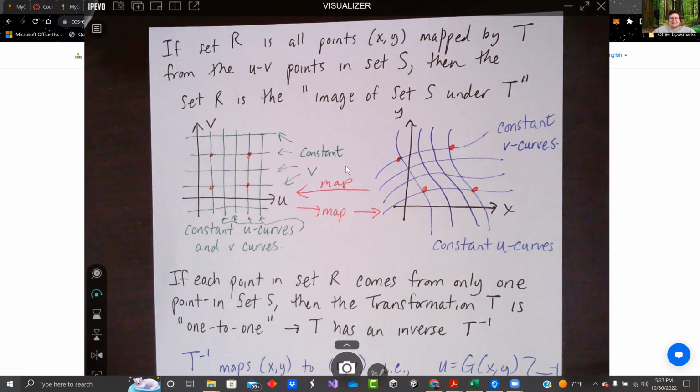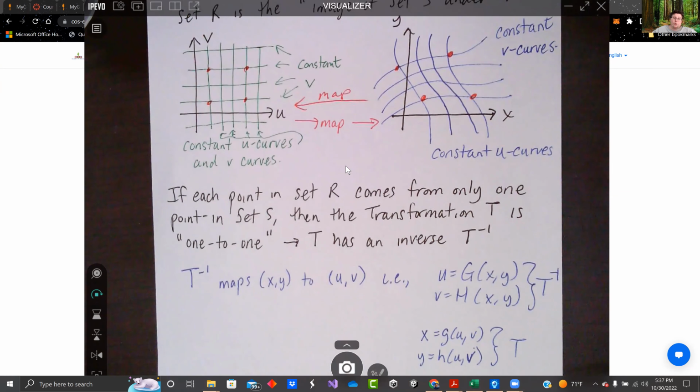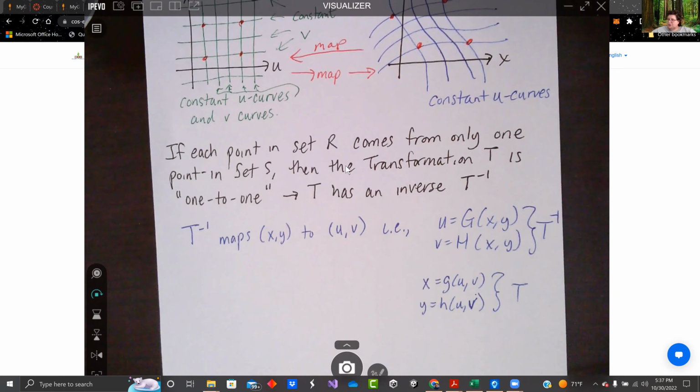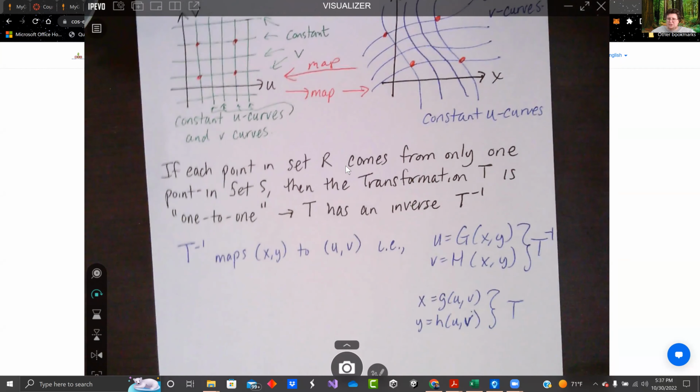If each point in the set comes from only one point in the other set, it's called a one-to-one transformation, and it has an inverse. So we can write u as a function of x, y, v as a function of x, y, and then x as a function of u and v, and y as a function of u and v. Let's just look at some examples.